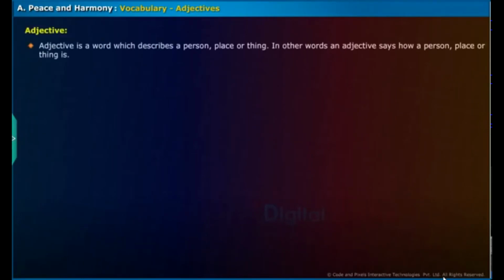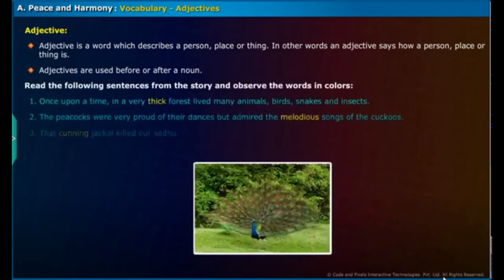In this section, let us learn about adjectives. An adjective is a word which describes a person, place or thing. In other words, an adjective says how a person, place or thing is. Adjectives are used before or after a noun. Read the following sentences from the story and observe the words in colors.